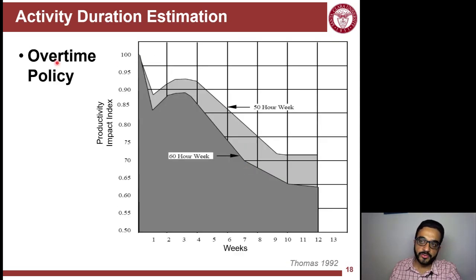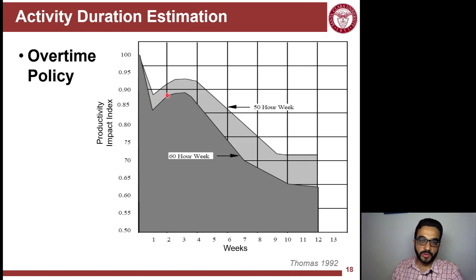The last factor we'll cover here is overtime policy. If you decide to use overtime, either 50 hours per week, where the normal is 40 hours per week, 5 days, 8 hours a day, or extending it to 60 hours a week, you can see here that over weeks your workers experience fatigue. At the beginning, in the first week, they experience a shock: right away, I'm working 10 hours more. So you will drop from 100% efficiency to around 83% efficiency.